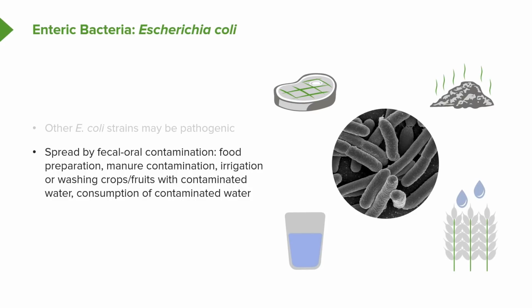So for example, crops are often irrigated with gray water that isn't so clean. It has cow manure in it and it contaminates the crops and they're not washed properly. You eat them and you get infection. So washing crops with contaminated water or just consumption of contaminated water that somehow contains manure from cows or even human feces, again from people who are infected with these unusual strains of E. coli.